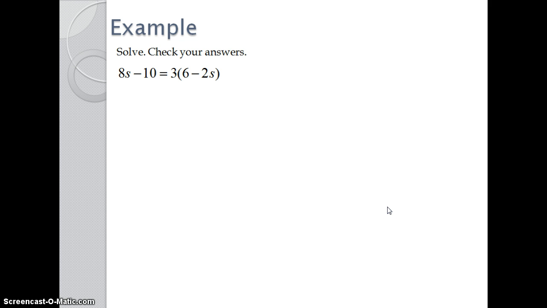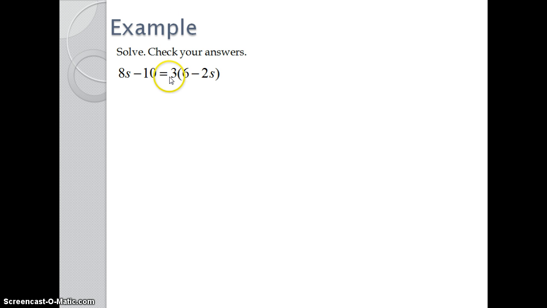Next problem. Solve, make sure you check your answers. So we have 8s minus 10 equals 3 times the quantity of 6 minus 2s. So let's look at the left-hand side. 8s minus 10. I don't see any like terms, I don't see parentheses, and there's nothing to eliminate. So I'm simplified on the left-hand side.